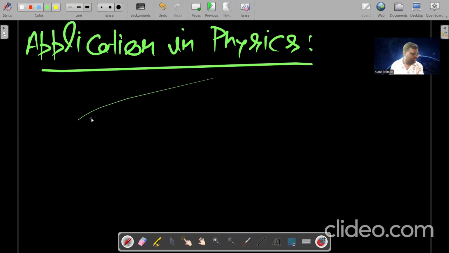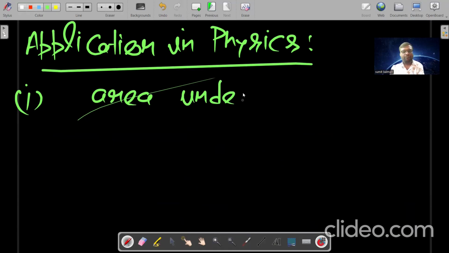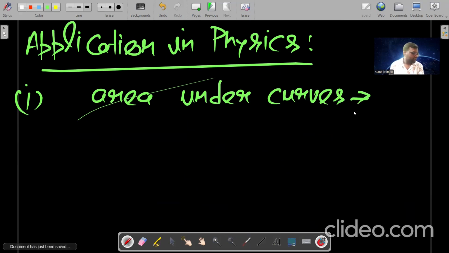Students, integration is used in physics in two ways. We will see what the two ways are. The first way is to determine the area under curves, which represents a quantity having the dimension of the product x, y.